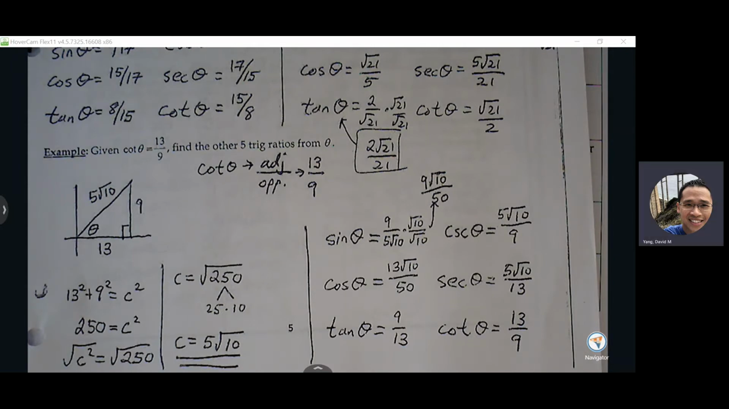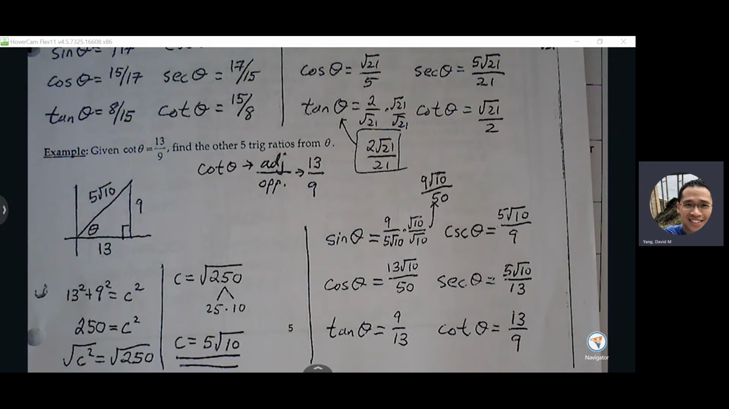For cosecant, all I did was take the original sine and flip that. That way I can reduce the amount of work. Rather than flipping this and flipping that, I'd have to do more work.